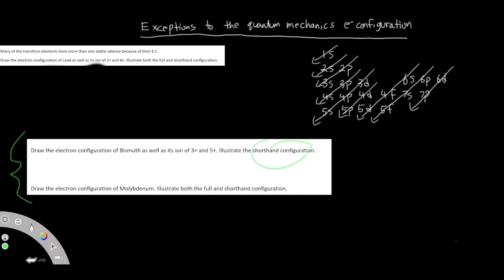Only do the shorthand configuration. You don't have to do the full. So I'm expecting the bismuth atom, the ion of 3 plus, and the ion of 5 plus. After that, I want you to try the second rule for the exception for molybdenum. But this time, because it's just the actual Mo, or molybdenum, I want you to try the full and the shorthand electron configuration. Again, please pause the video and give it a try right now.